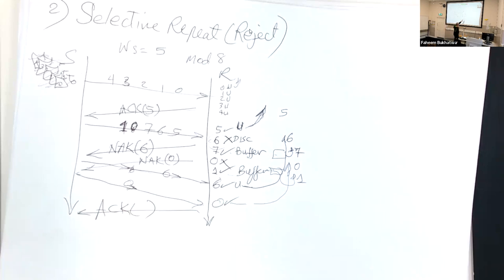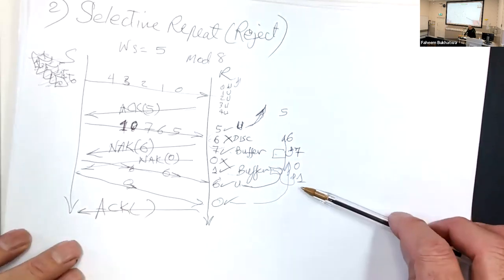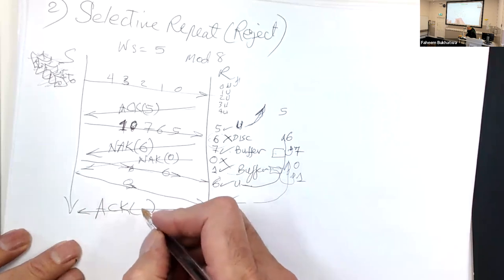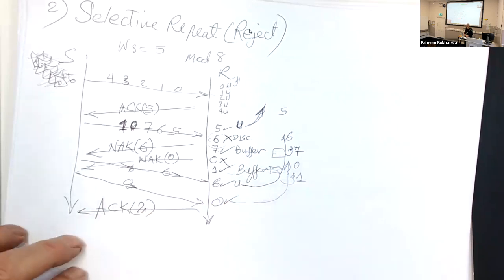Okay, the last frame we sent to our user is number 1. That means we send 2, because 2 means we have already received number 1. So this is how the selective reject works. And you need to be able to go through this.